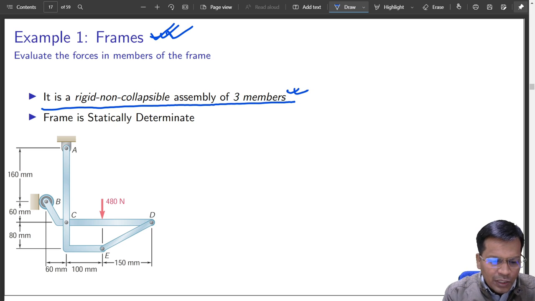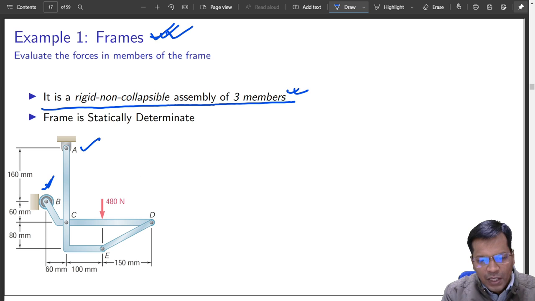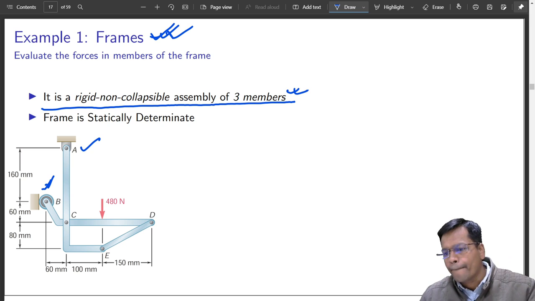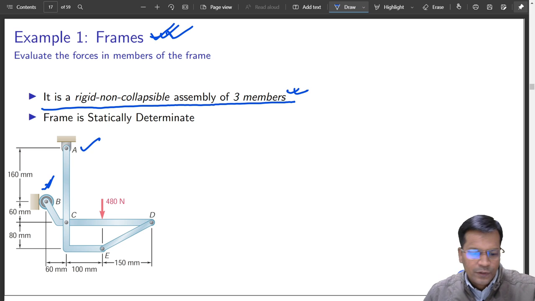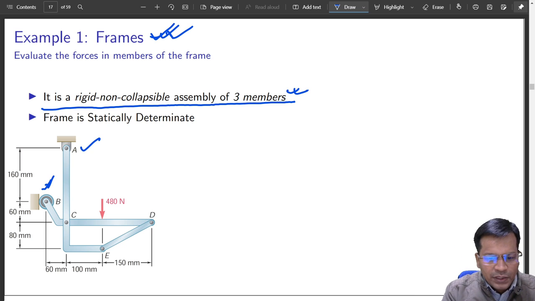Why is it non-collapsible? Even if you remove this link from A and B, this whole structure is not going to deform. Agree with this? Yes, sir. Very good. So now this is a rigid non-collapsible structure of three members.